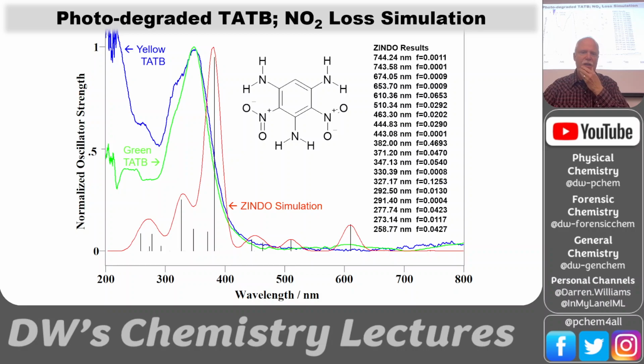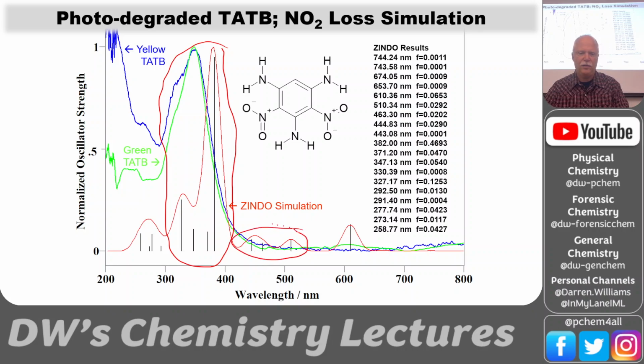So now let's look at the one with the nitro loss. It does kind of match these major features, I would say here. So that's encouraging. There's not a lot of peaks here in the experimental, but there is this little hint of a peak right here. We struggle with this UV-Vis spectrum of the green TATB because it's not soluble in anything.